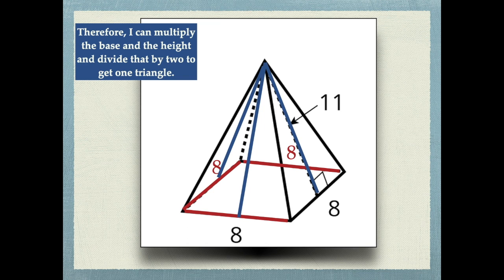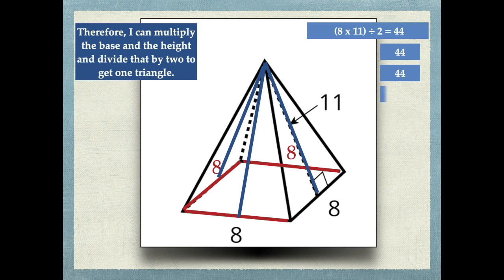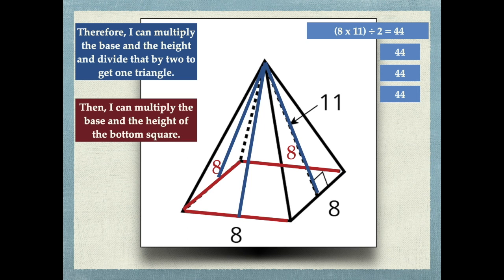I can multiply the base and the height and divide by 2 to get 1 triangle. 8 times 11 divided by 2 is 44. There's 1 triangle face that's 44, and there's the back side, and the front side, and the left side. So I could just, oh wait, I think I forgot the square. I need to multiply the base and height of that bottom square, which is 8 times 8. And 8 times 8 is 64.